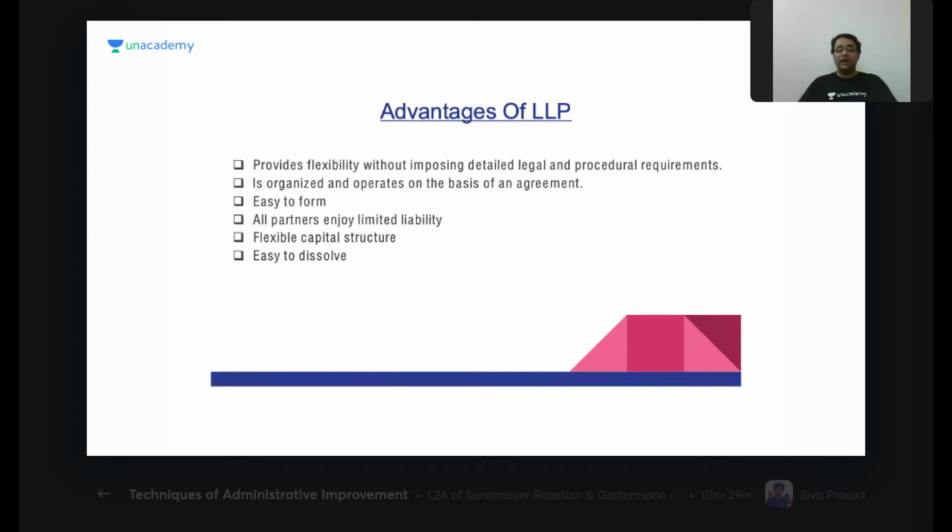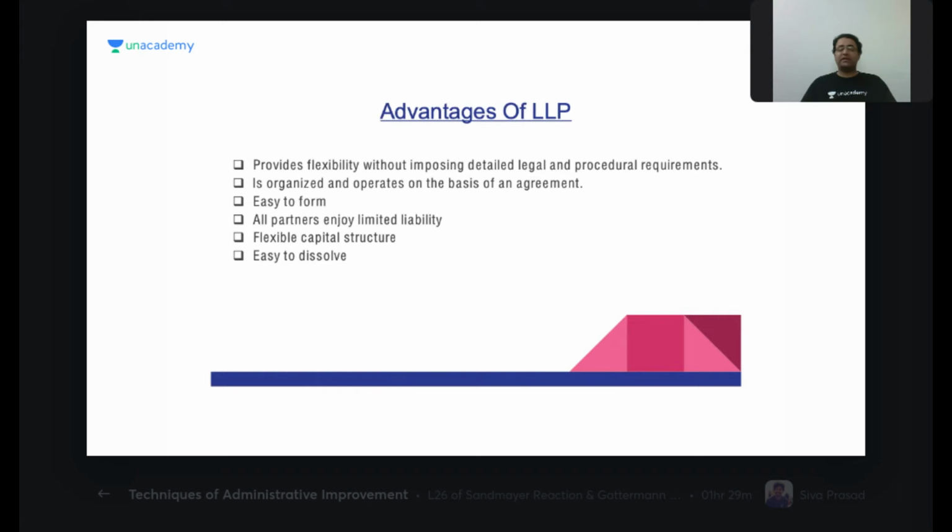All partners enjoy limited liability, like I explained to you before. Limited liability simply means their liability is limited to the amount of capital that they have agreed to contribute to the LLP in the LLP agreement. Their liability cannot be held to be more than that. That is a big advantage of an LLP. Flexible capital structure. The partners are free to choose their own capital structure. Whatever the capital structure, they are free to choose and modify it accordingly. Easy to dissolve.